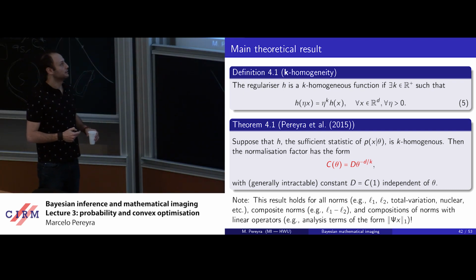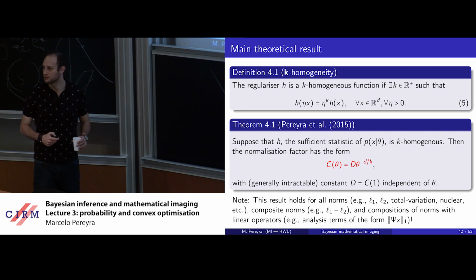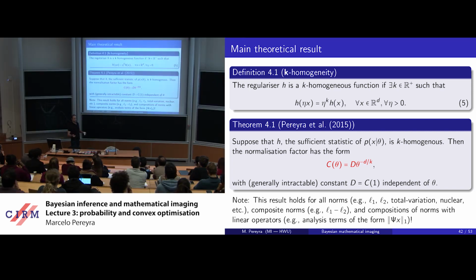And in that case, it turns out that you can analytically find the normalizing constant by using a change of variables and a few other basic things. And you can show that the normalizing constant will be theta to the power minus d over k, where d is the dimension, times a constant D, that is C of 1. And now this term is still intractable. It involves an integral I can't solve, but it's not a function of theta. So I will ignore it conveniently.